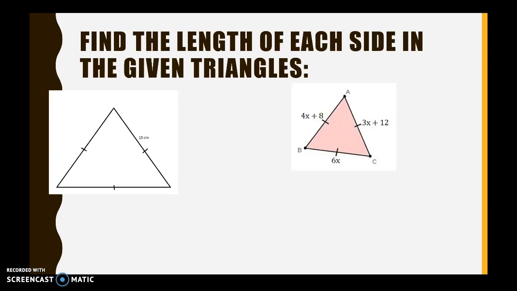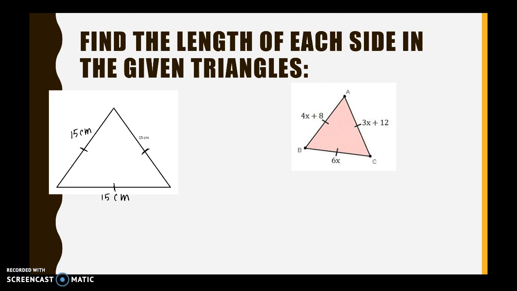All right, find the length of each side in the given triangle. Okay, so my markings tell me that the triangle is equilateral. So if I'm given 15 centimeters as one length, I know 15 centimeters would have to be the measure of the other two lengths. Okay, now this triangle is interesting. So I know that it's equilateral based on the markings. So then in order to find the side length, I have to find the value of x.